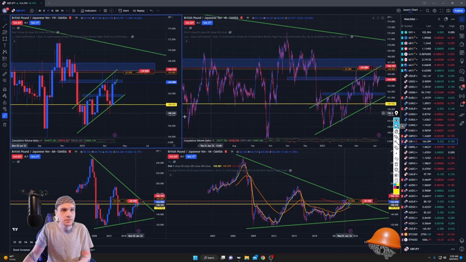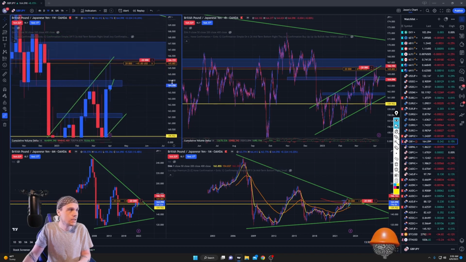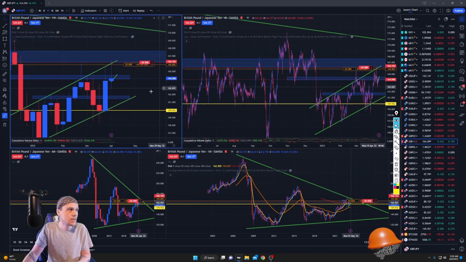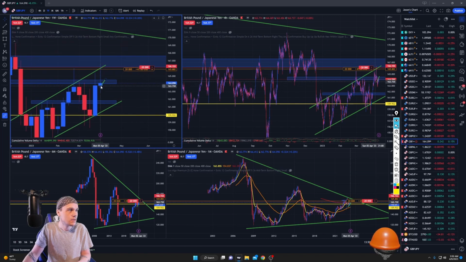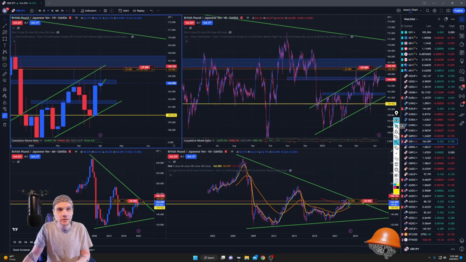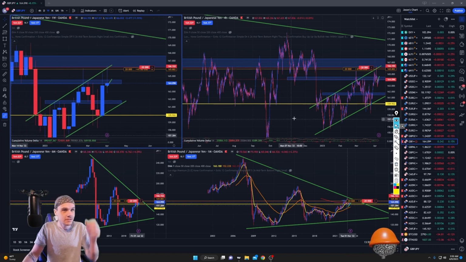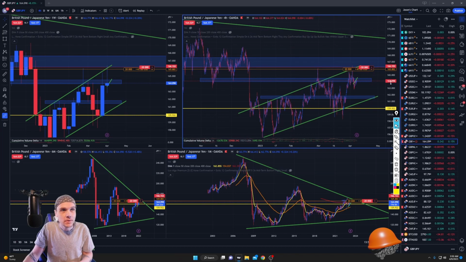which is good. Oh, and look at this. I believe I said this last week, that we were going to get a 382 pin bar. That price would push up, come back down to this zone, and close, and we would get a pin bar reversal candle by the end of the week. And we did. Nice.